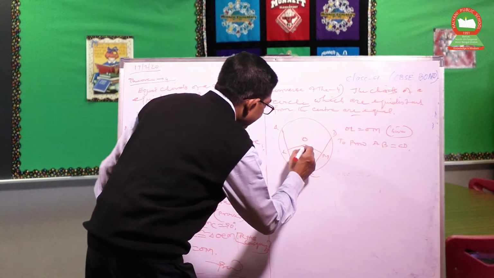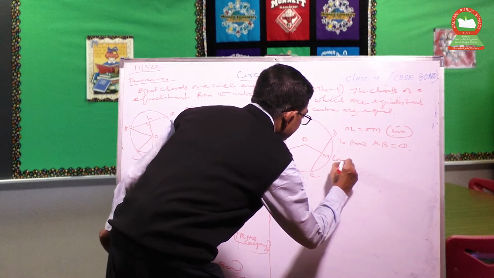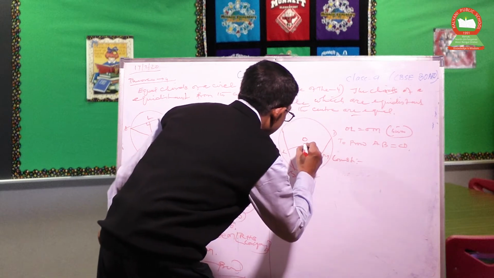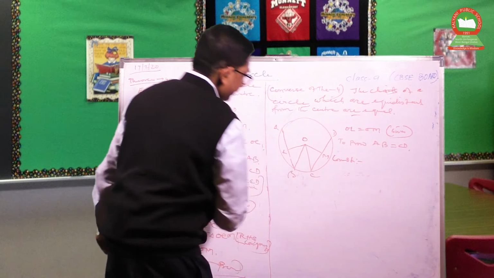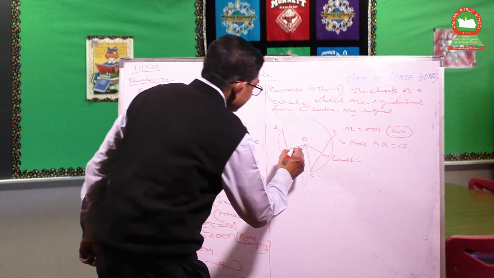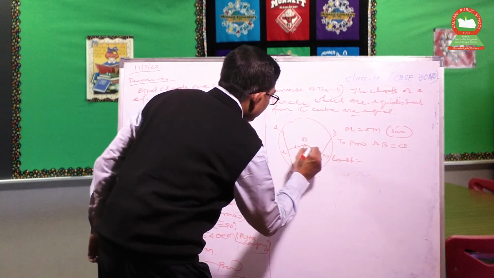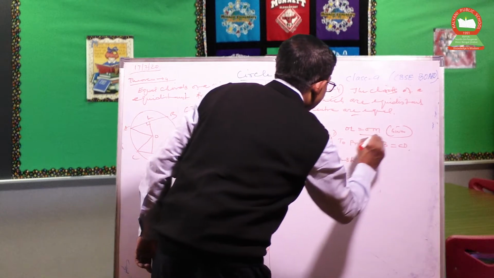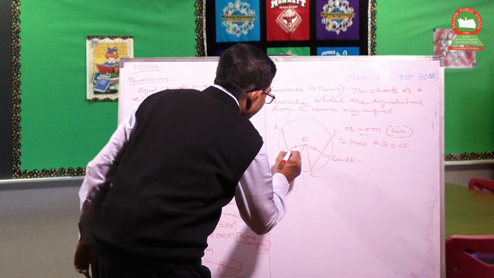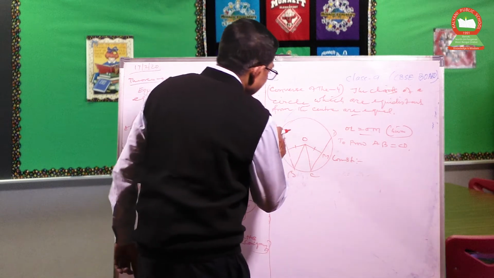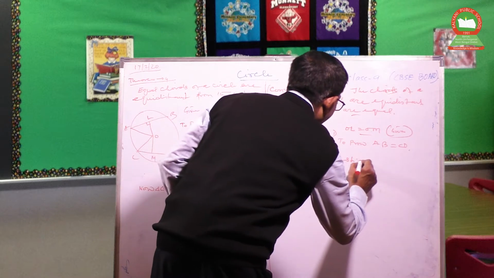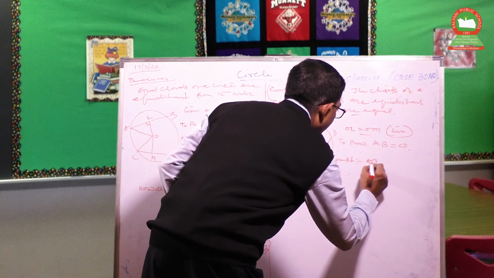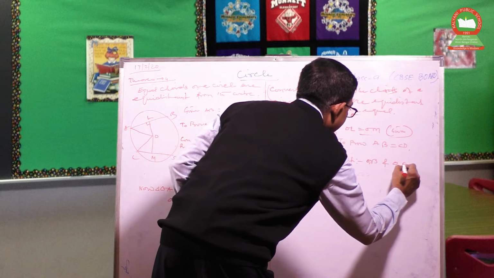So, the construction part is to join OM, OB and OC. Here, equidistant means OL equals OM. We need to prove that this is perpendicular to this one, that is, AB equals CD. Now for the construction, we have already joined OB and OC.